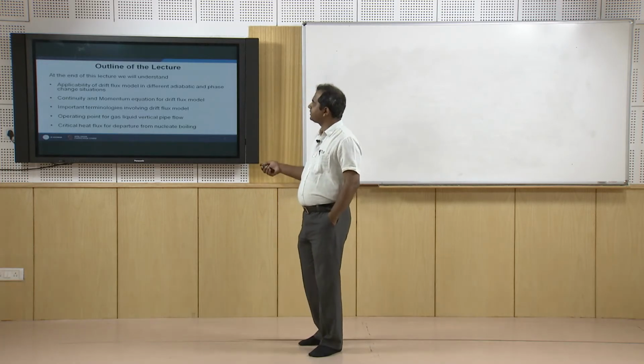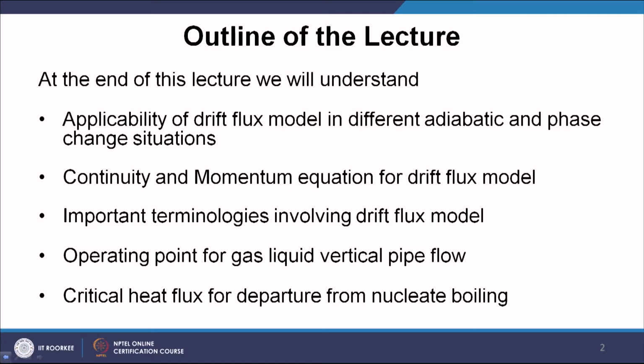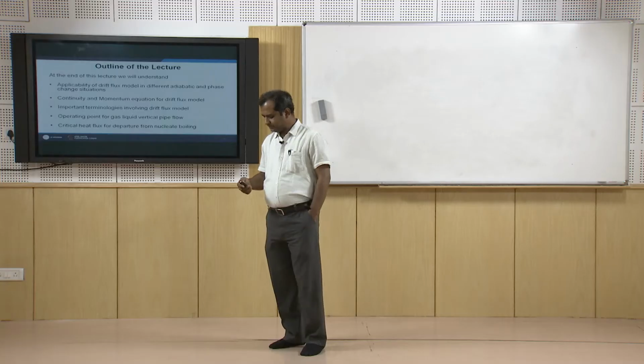At the end of this lecture, we will understand the applicability of the drift flux model in different adiabatic and phase change situations. We will also be deriving the continuity and momentum equations applicable for the drift flux model. Important terminologies involving the drift flux model will be discussed in this lecture. We will also try to see, for gas-liquid vertical pipe flow, what the different operating points are for upward and downward movements of gas and liquid. And at the end we will see how critical heat flux can be calculated for departure from nucleate boiling.